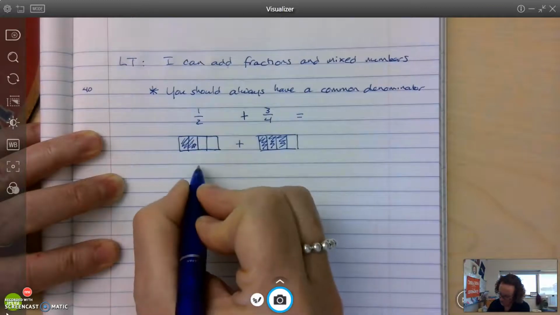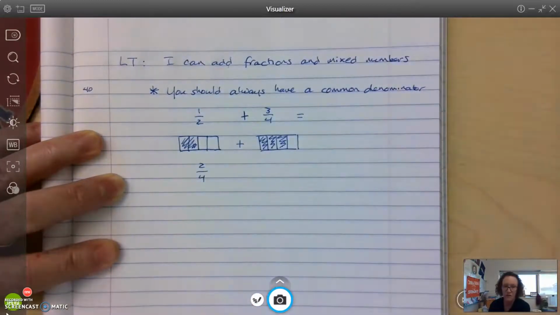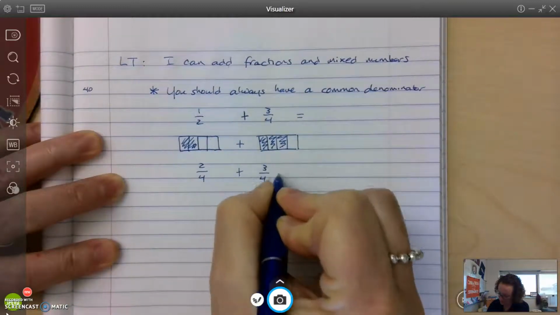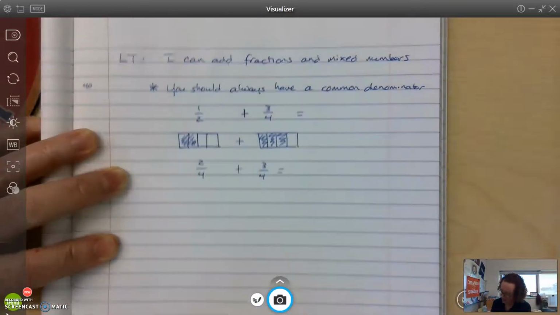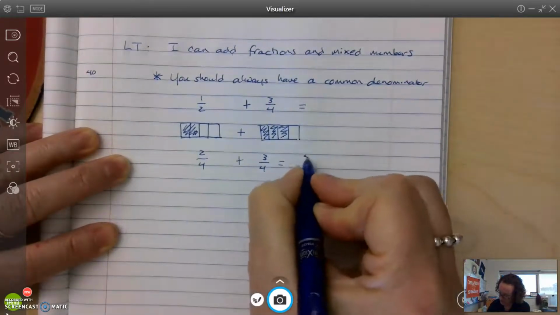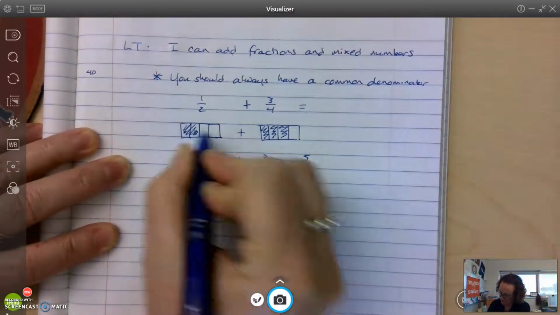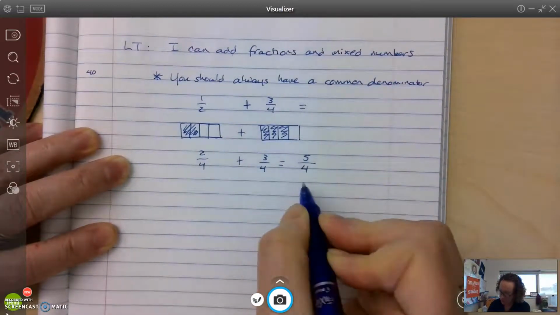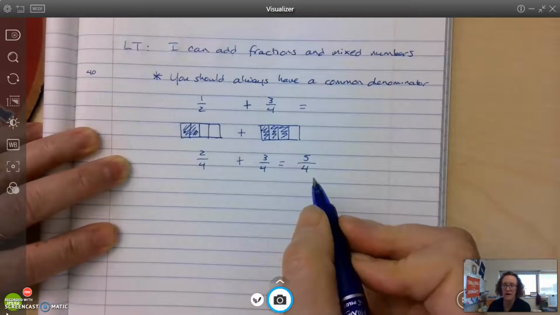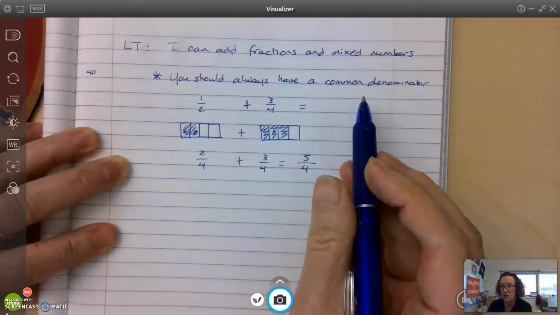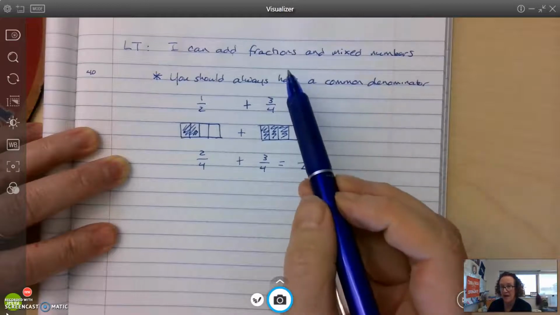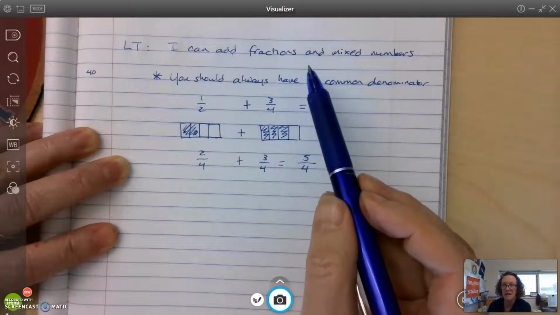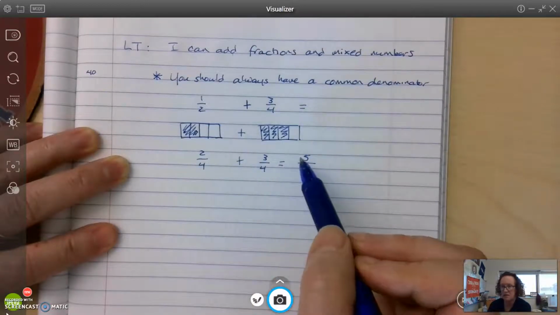So I've changed my 1/2 into 2/4, which is an equivalent fraction that has the same denominator as my other fraction. So if I add 2/4 plus 3/4, I'm going to get 5 shaded sections, 1, 2, 3, 4, 5, and they are all fourths, so they're all the same size. So the reason why I'm changing it to a common denominator when I'm adding and subtracting fractions and mixed numbers is that in order to be able to combine them, they have to be the same size first.